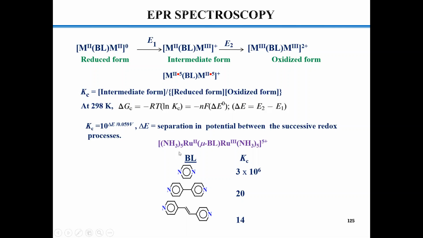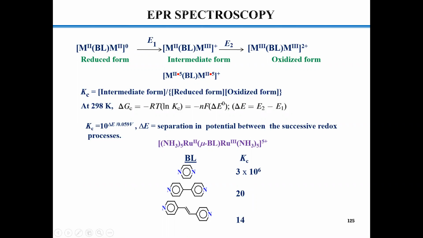For example, this molecule, if you take, you have taken the bridge, in one case pyrazine, then a slightly longer bridge, same nitrogen, monodentate nitrogen based, and a further longer one. Look at the Kc, it is decreasing like anything. Here Kc abruptly falls from this value to 20 and then a slight fall over here. What does it mean?